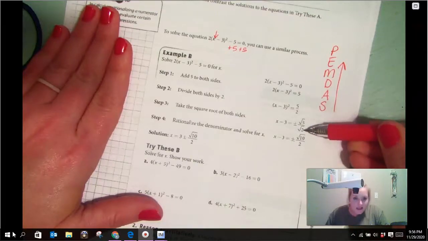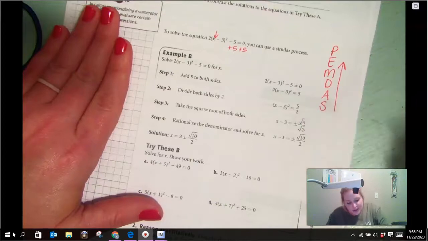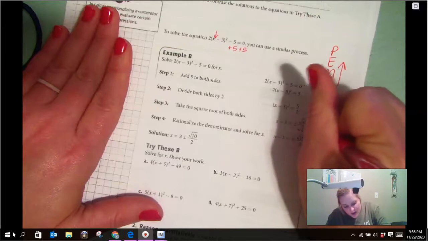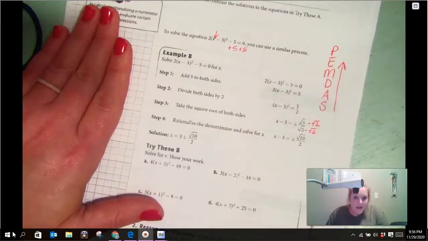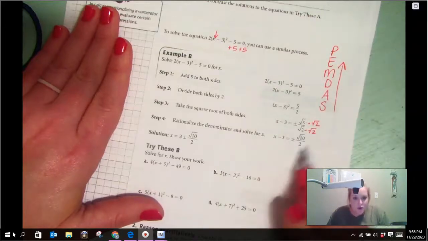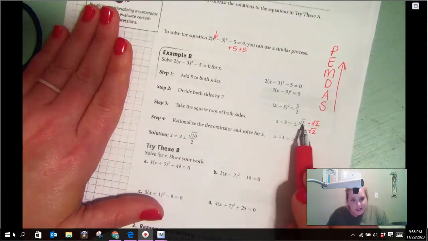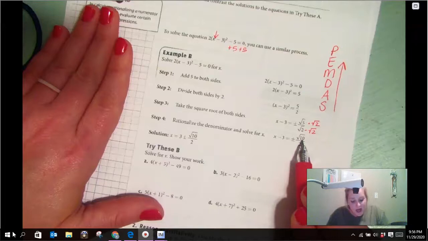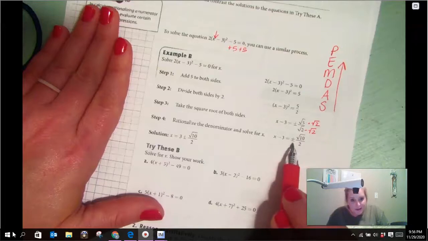Again, you can't leave it like that, so you have to rationalize your denominator. They did not show that step, but they're multiplying by the square root of 2. That's going to give you 2 on the bottom with no house. This is inside the house, so you can multiply those. 5 times 2 is 10, square root of 10. And you'll see they have their plus or minus.